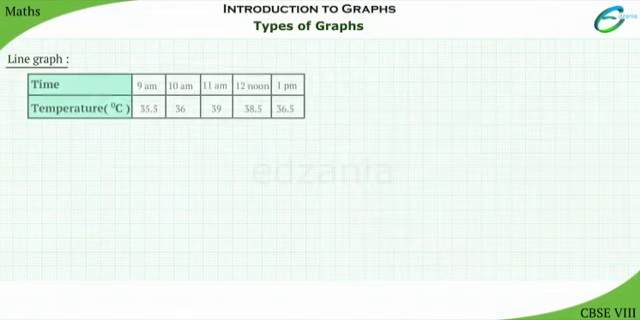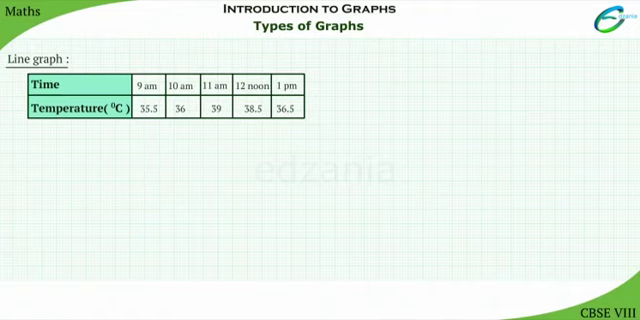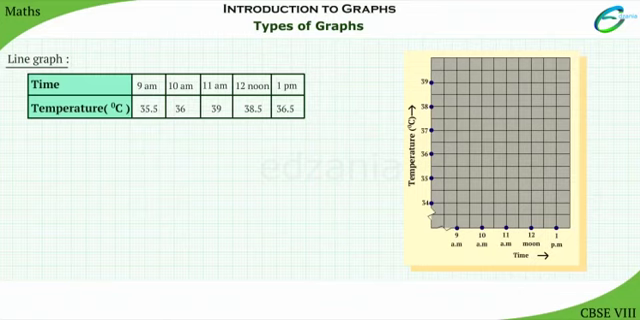Let us now see how to create a line graph. Here we have data in the tabular form, which shows the temperature of a patient in a hospital recorded every hour. Let us represent this data in the form of a line graph. Let us take the timings at which the temperatures were recorded along the x-axis, that is, the horizontal line, and the temperature along the y-axis, or vertical line.